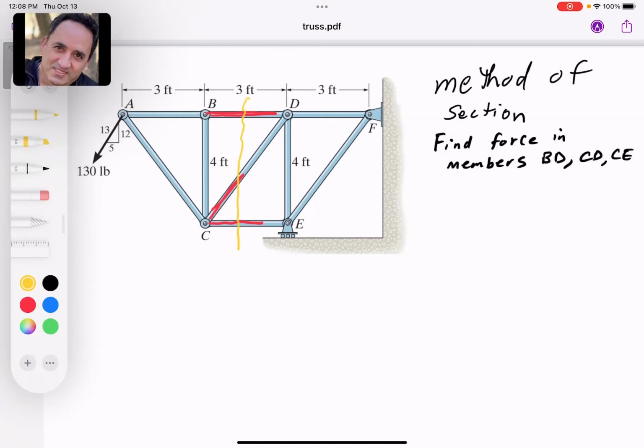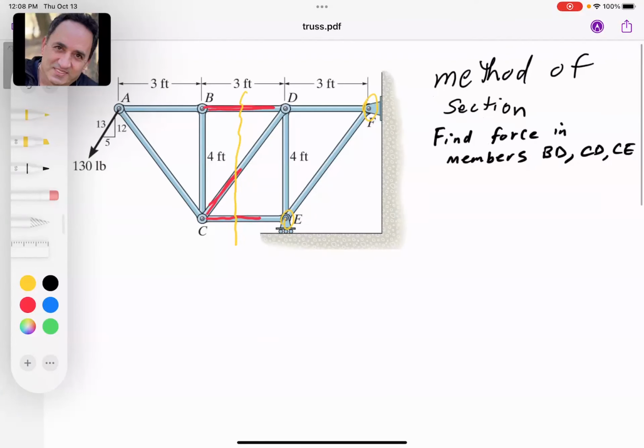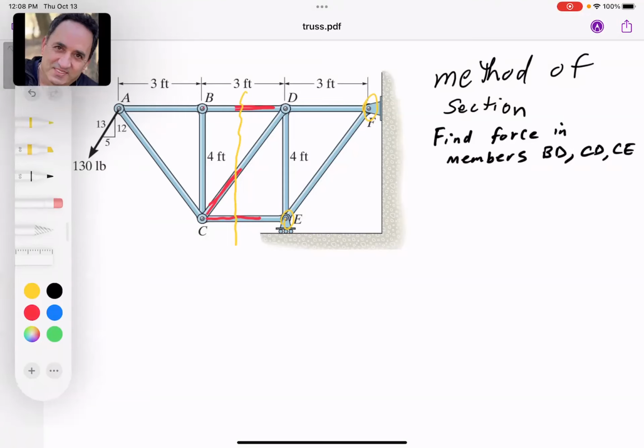Then you have to ask yourself, do I need to figure out the reactions at the pin and the roller here, E and F? Because you have the choice of using the left portion of your free body diagram or the right portion, whichever is more efficient or convenient. It turns out that in this case, it's more efficient for me to figure out the forces by using the left side of the free body diagram. So in other words, I'm going to now just look at the left side and show you these forces.